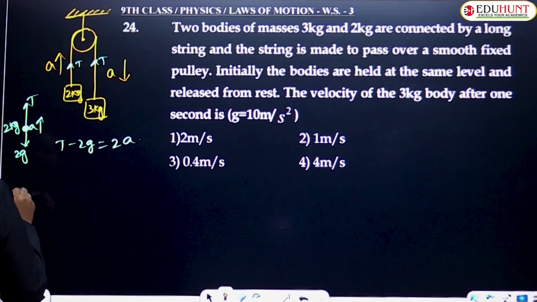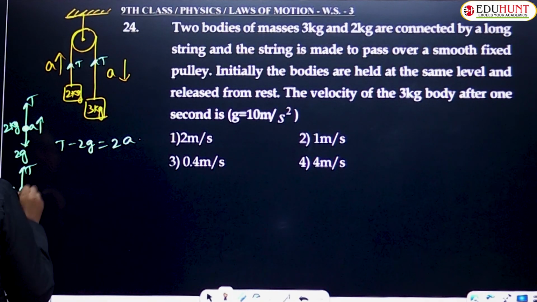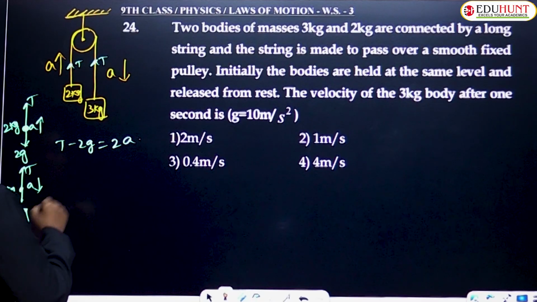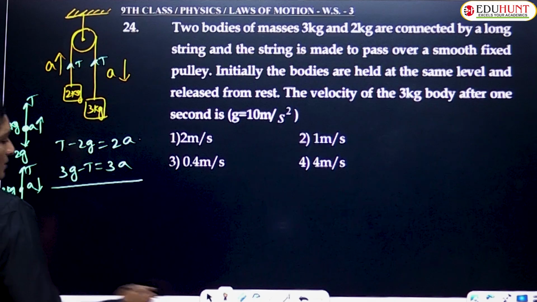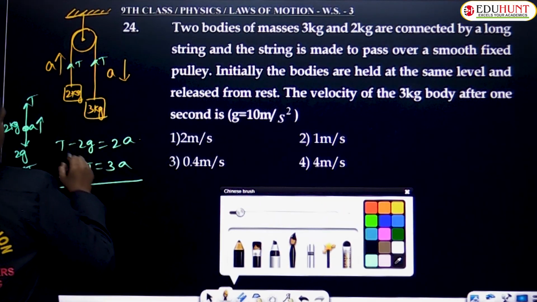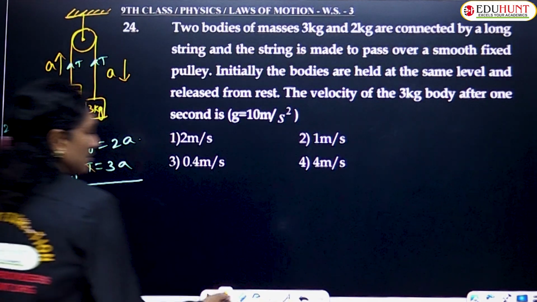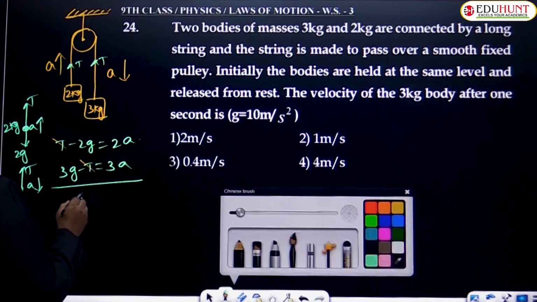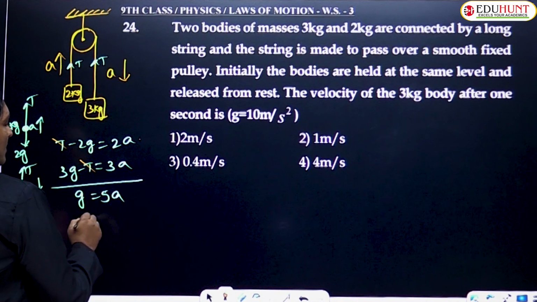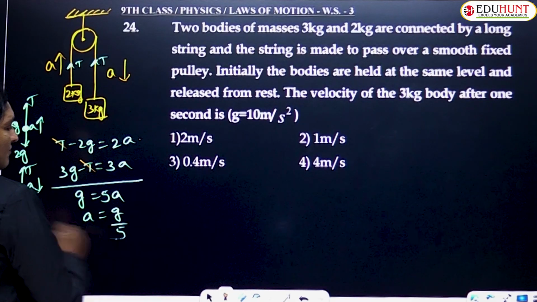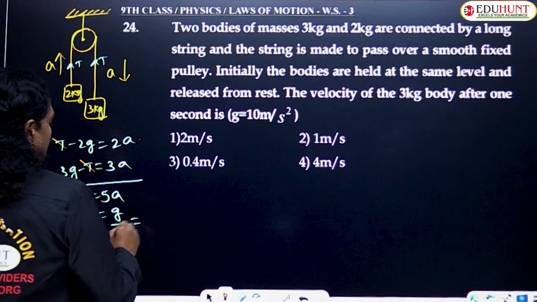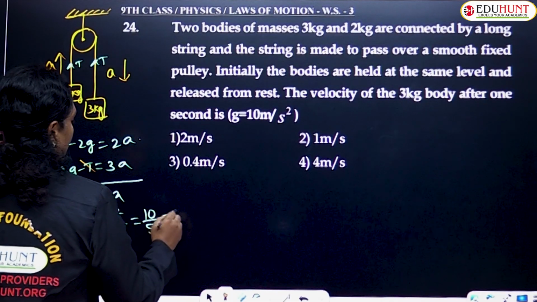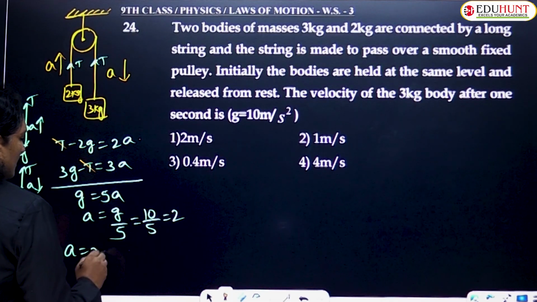And for the second case, this is your 3 kg mass, 3g acting downwards and tension acting upwards, accelerating downwards. So the equation is 3g minus T equals 3a. Solving the two, minus T and plus T get cancelled. You are left with 3g minus 2g, which is g, equals 5a, or a is g by 5. The value of g is given as 10. Hence a equals 10 by 5, or a is 2 meter per second square.